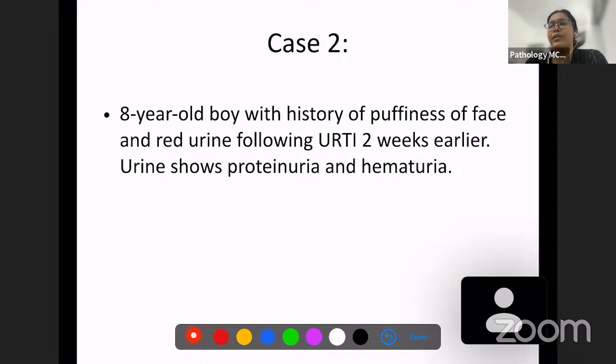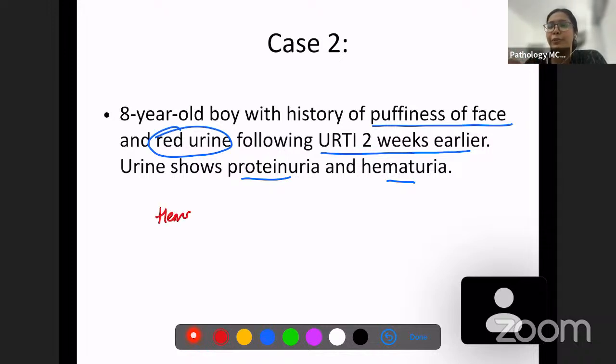Now we'll go ahead and discuss case 2. An 8-year-old boy has a history of puffiness of face. He has red urine following URTI. Urine shows proteinuria and hematuria. There cannot be a classic history more than this. They have given you red urine. So what does that mean?